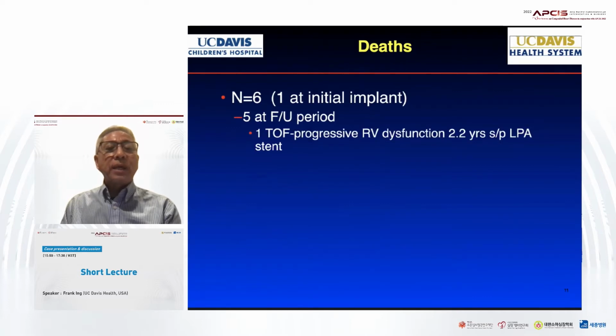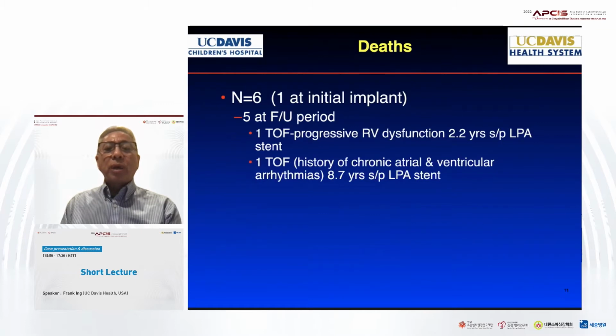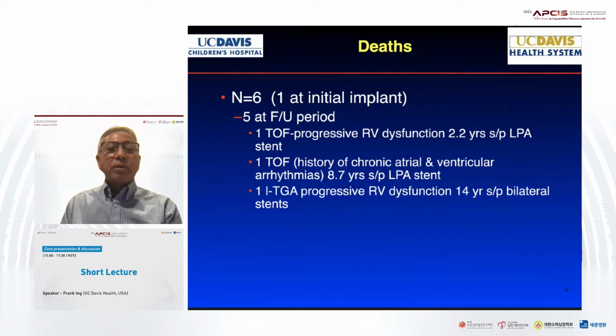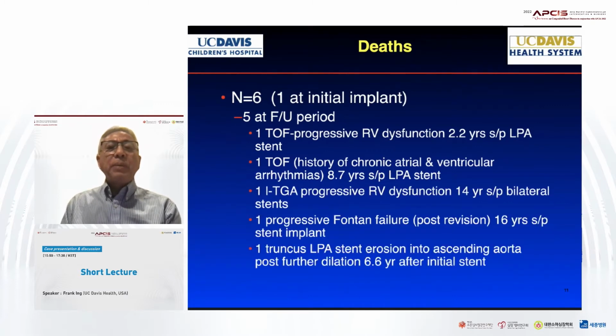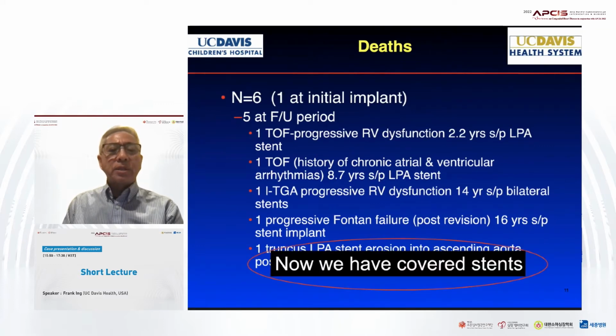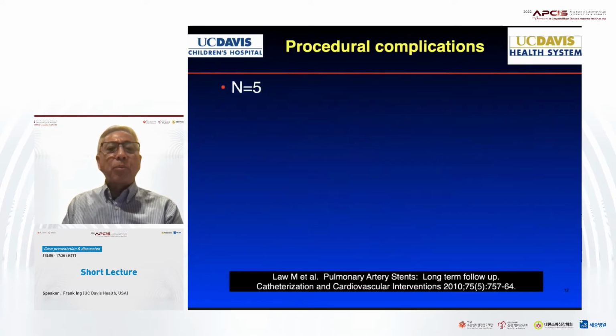1 was from a TET, progressive RV dysfunction, another TET with atrial arrhythmias, and then there's a TGA that had progressive RV dysfunction, and then Fontan failure as well. So there are going to be some deaths over the long term in these patients, but not all of them are related to the stent; some are related to the natural history of the disease. Of course, for the ones with the communications and dissections, we have covered stents to help with that now. So again, this is a little bit of a moving target.